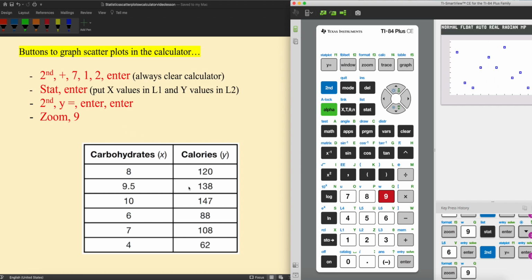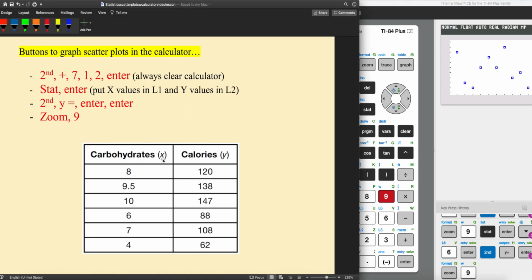So here's a perfect example of a part 2 Regents question, right? That's going to give you a table and want to know the correlation and what it suggests and things like that, okay? So we're talking about carbohydrates and calories, no problem. So we want to put this table into the calculator. Well, one thing you have to know is this, and now the Regents gave it to you right here. They told you that this is X and this is Y. That is how it always is.